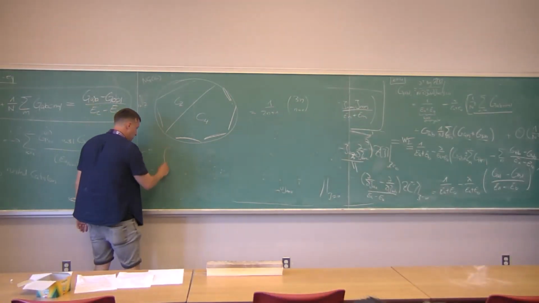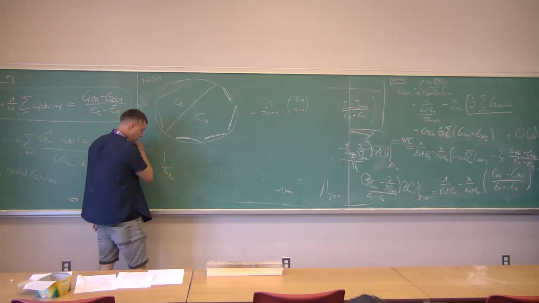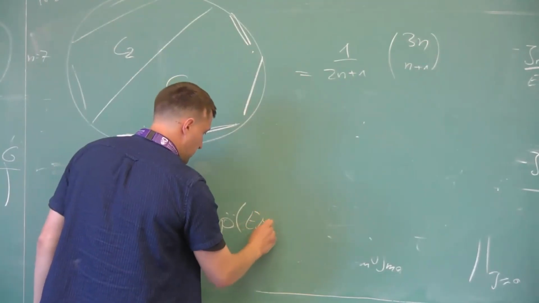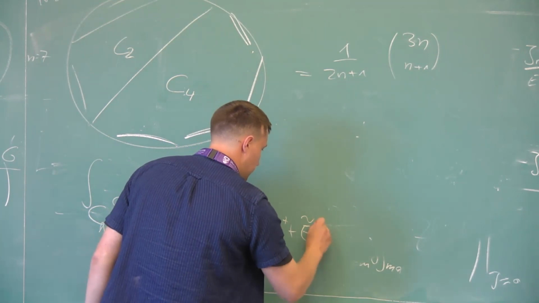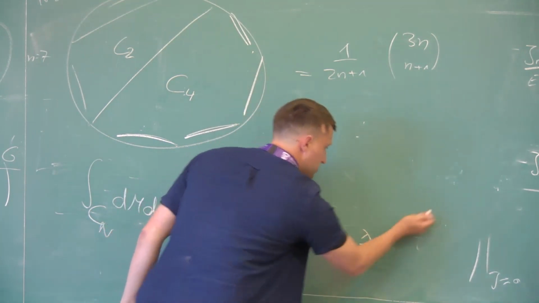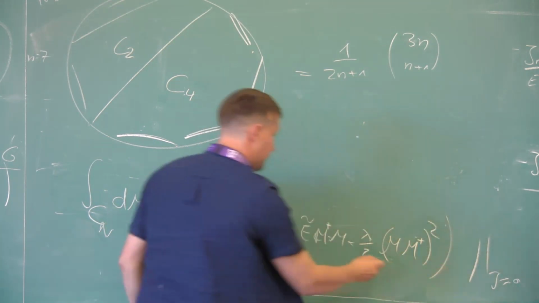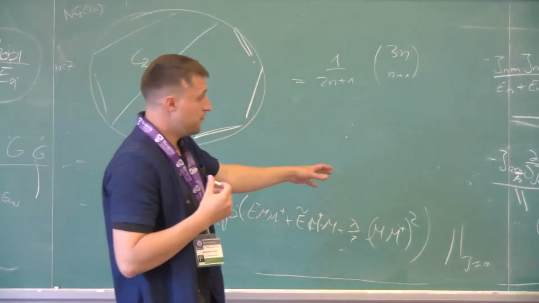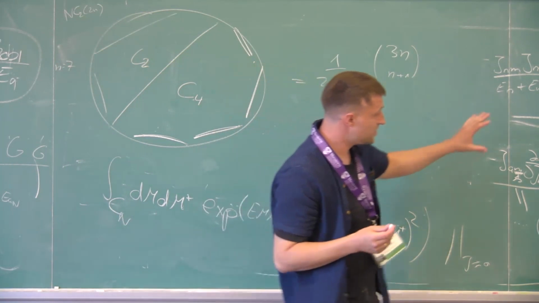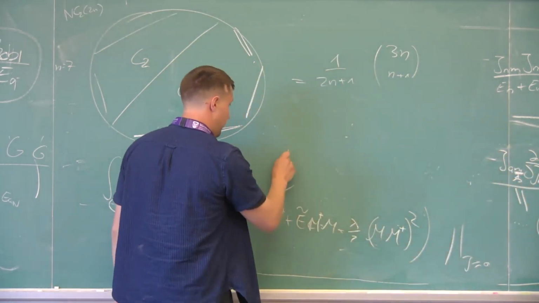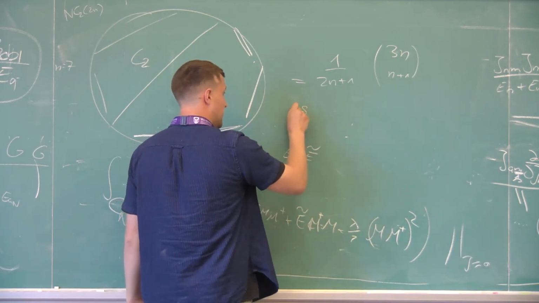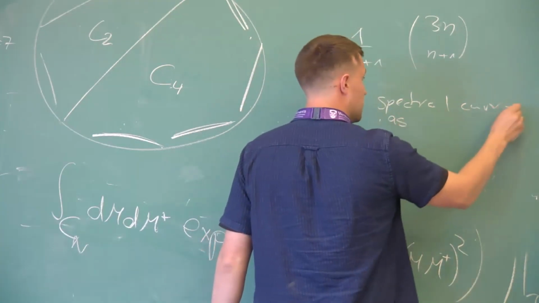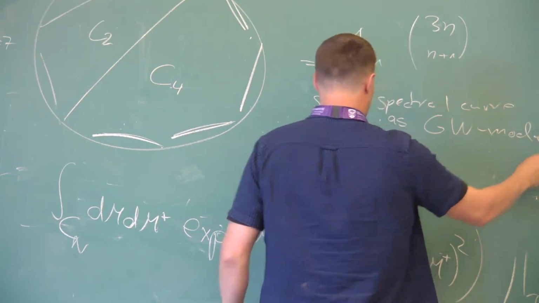If you would look at the model where you integrate over all complex matrices, not Hermitian, dM with the exponential of E M M dagger plus E tilde M dagger M plus lambda over 2 (M M dagger) squared, this model actually satisfies topological recursion with the same spectral curve as the Grosse-Wulkenhaar model if E is equal to E tilde.